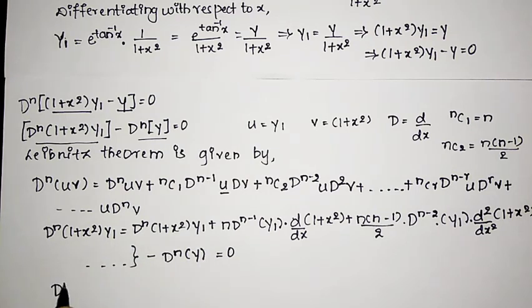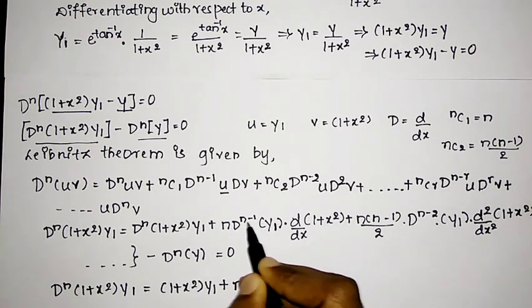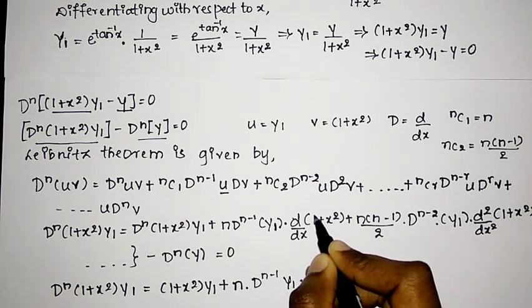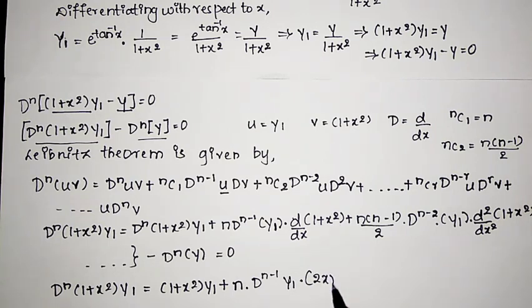Now we shall find D raised to n of 1 plus x square into y1 is equal to 1 plus x square into y1 plus n into, here we have D raised to n minus 1 and here we have 1. So plus 1 minus 1 gets cancelled. So just write y1 into the differentiation of 1 plus x square. The differentiation of 1 is 0. Similarly the differentiation of x square is nothing but 2 into x.